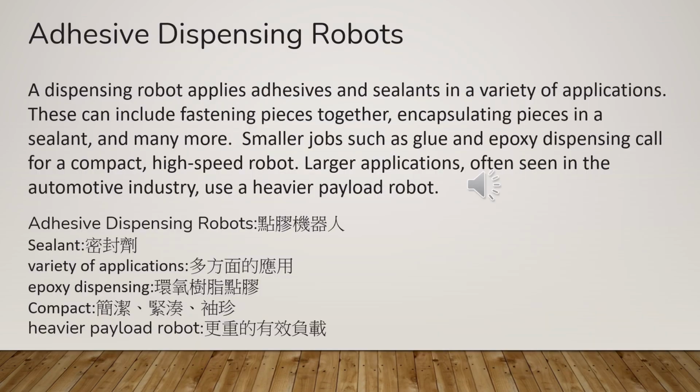Adhesive dispensing robots. A dispensing robot applies adhesives and sealants in a variety of applications. These can include fastening pieces together, encapsulating pieces in a sealant, and many more. Smaller jobs such as glue and epoxy dispensing call for a compact, high-speed robot. Larger applications, often seen in the automotive industry, use a heavier payload robot.